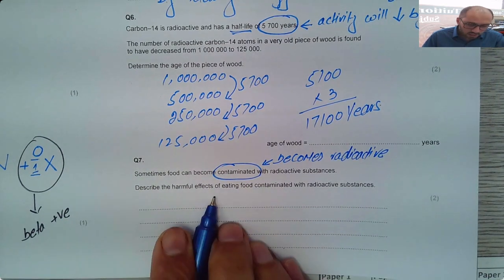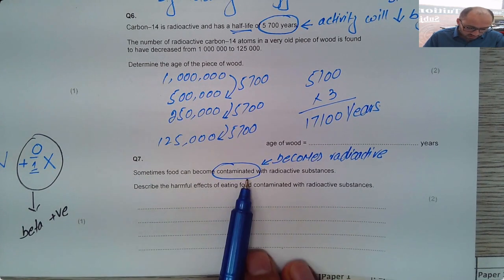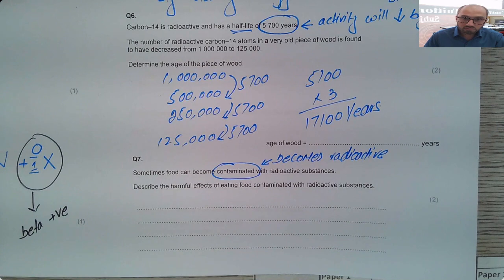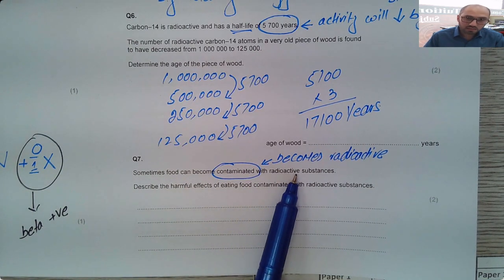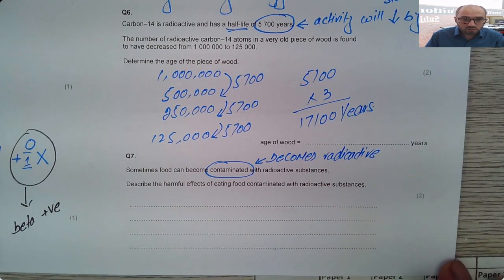It says, describe the harmful effects of eating food contaminated with radioactive substances. So if we are going to eat radioactive food, then what will happen? This radiation will be given out by this radioactive material inside our body. And we know radiations are ionizing, so they can cause cancer.